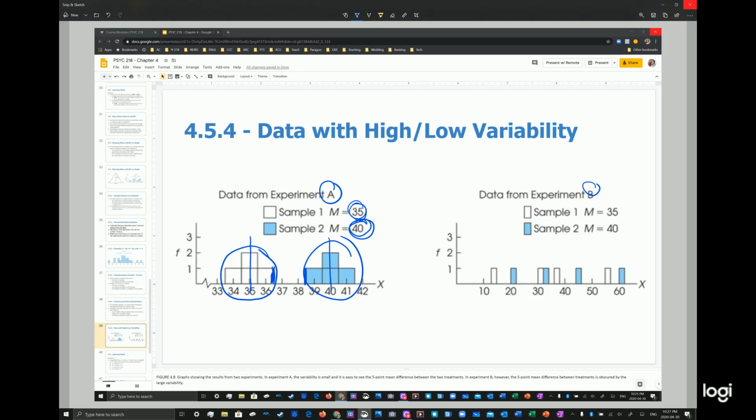In contrast here, we look at a different experiment where the samples have a much higher variability. The spread is much larger to the extent that there is overlap. That is, even though the means are the same for the samples. Again, sample 1 has a mean of 35 in experiment A, and sample 1 has a mean of 35 in experiment B as well. So notice here then, even though the means are the same, 35 for sample 1 and 40 for sample 2, there is major overlap.